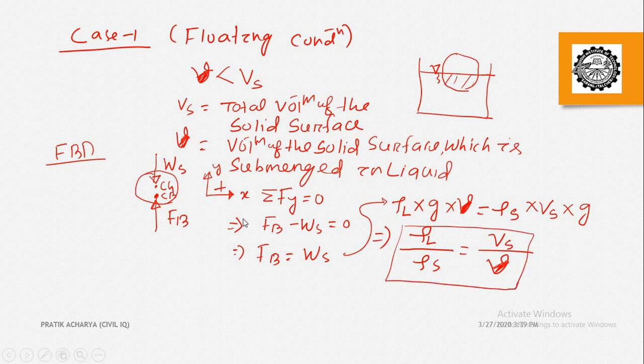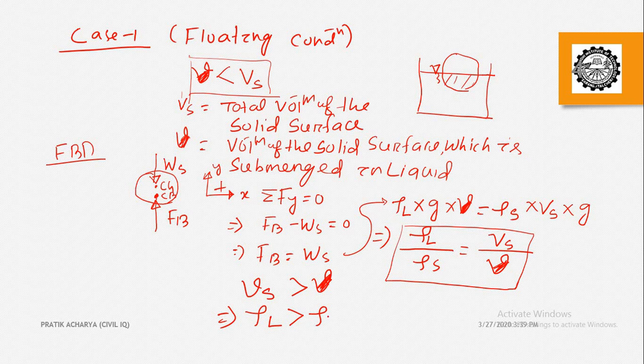So from this we have already known that the volume of the solid surface is more than the volume submerged. Means the volume of the solid surface is greater than the volume that has been submerged. What is this signifying? It's signifying that the density of the liquid is more than the density of the solid body. So if this condition prevails, the density of the liquid being more than the density of the solid, then that is a floating condition.